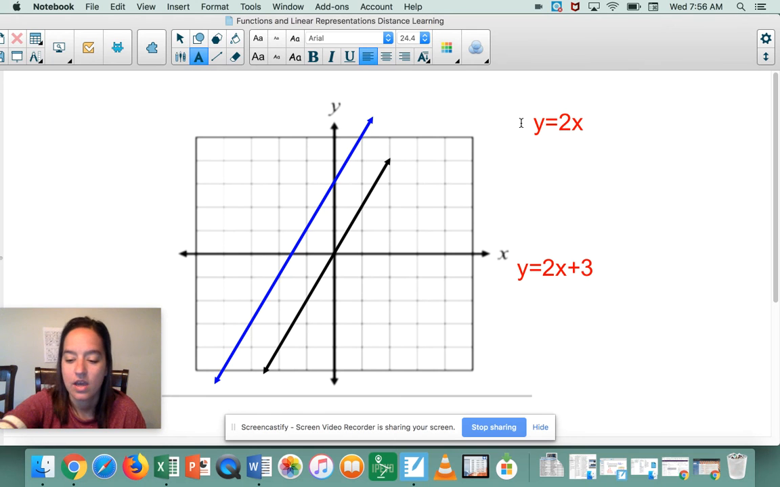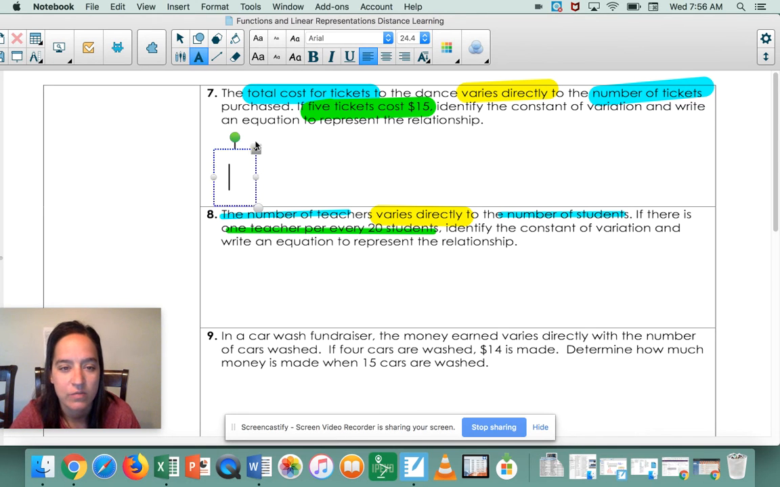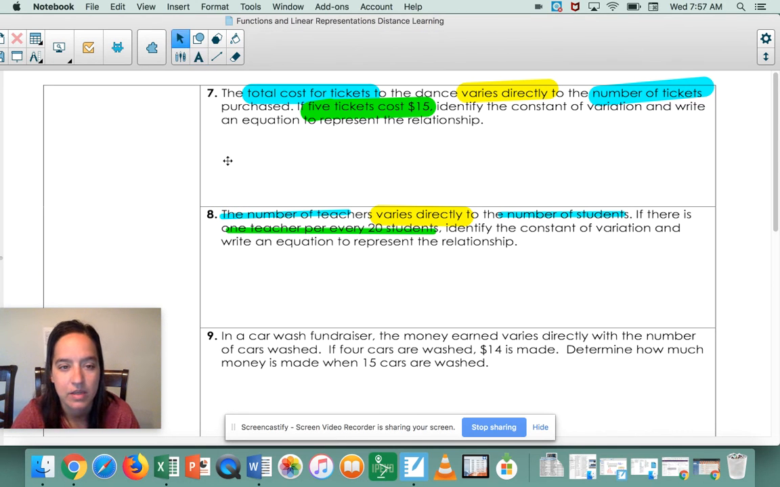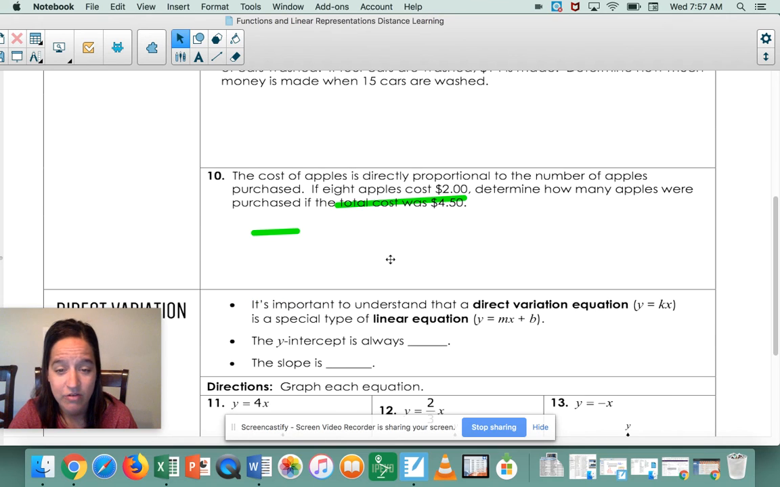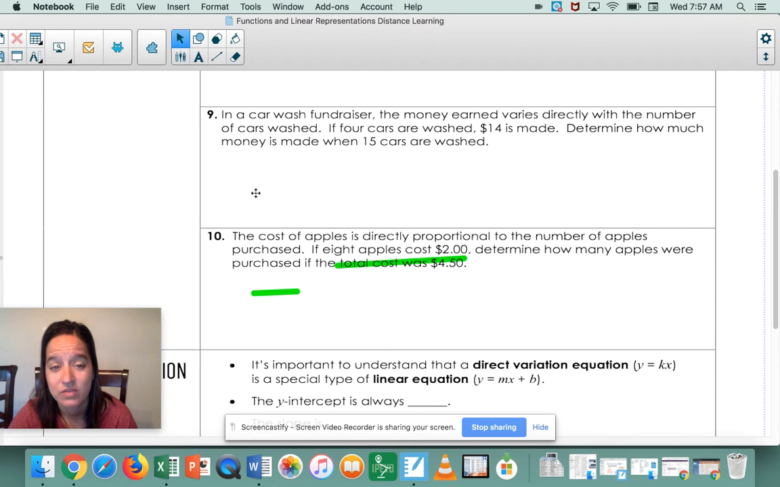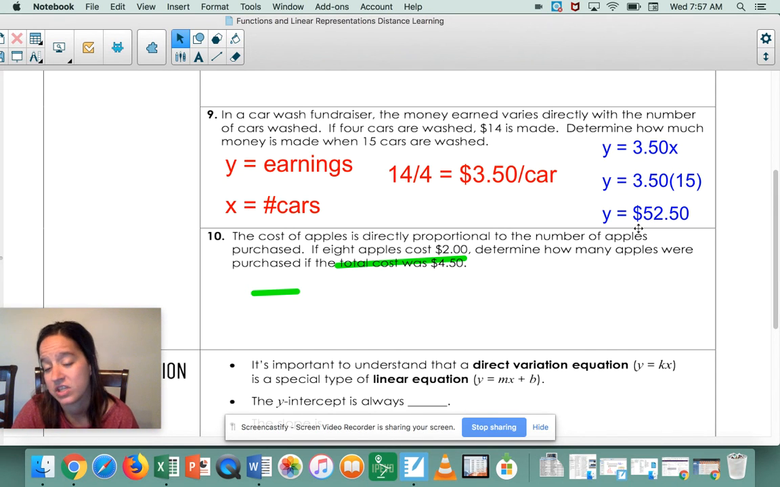So again, what did we do today? We took these word problems. We found what our x and y's were. We found our constant of variation. We made equations. Then we came down and we found our x, y's. We found our constant of variation. And then we plugged in the information that they gave us. That's what you're doing today.